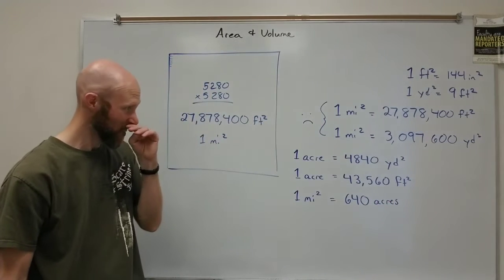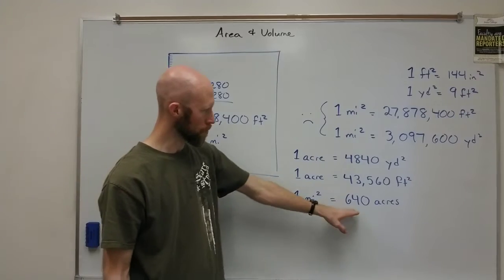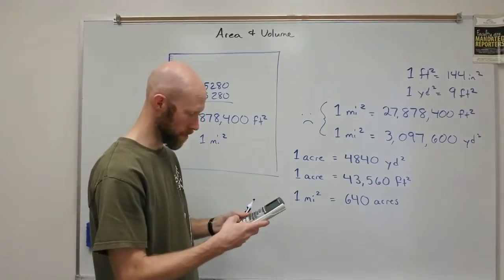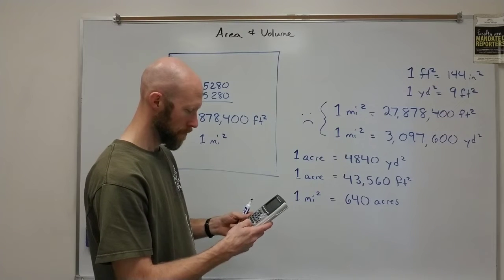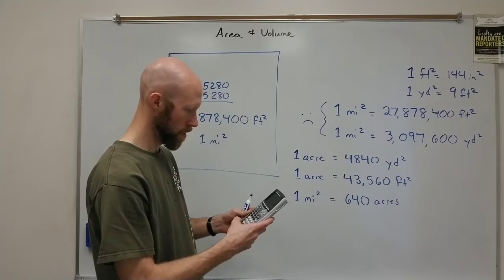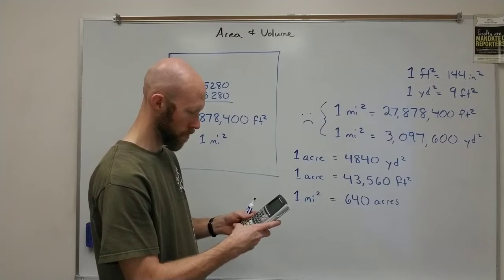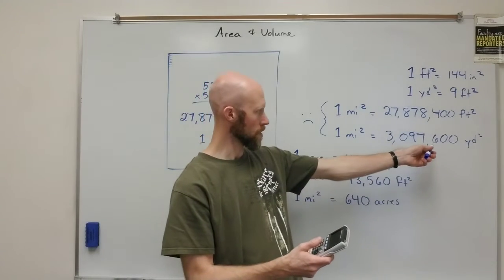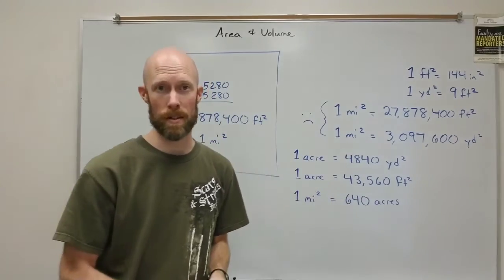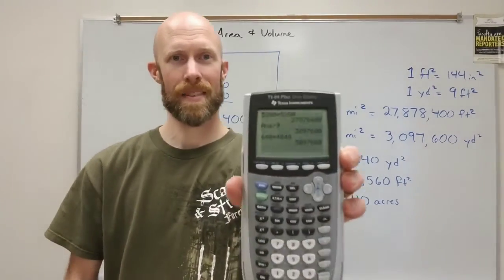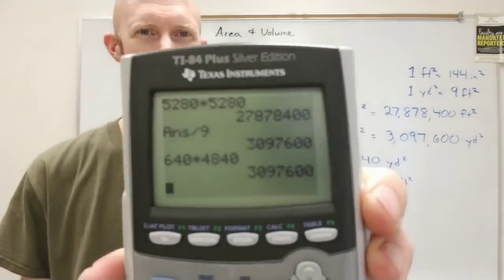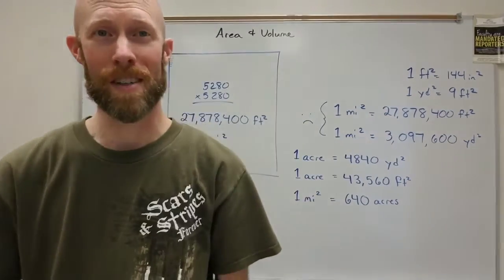And so if you were to multiply 640 by 4840, and I'm going to double check this because I didn't do this ahead of time, but it should work. Yeah, I get 3,097,600. It works out perfectly. I can prove it to you. I wasn't making that up. Is that focusing? It works. All right.